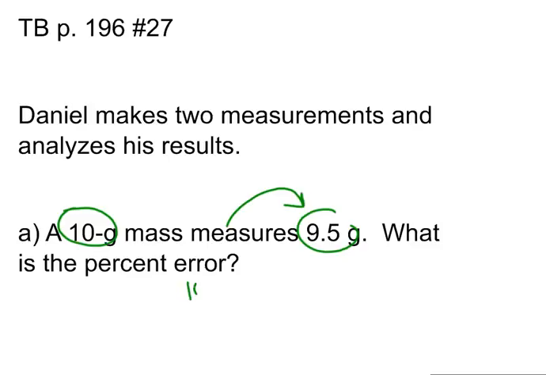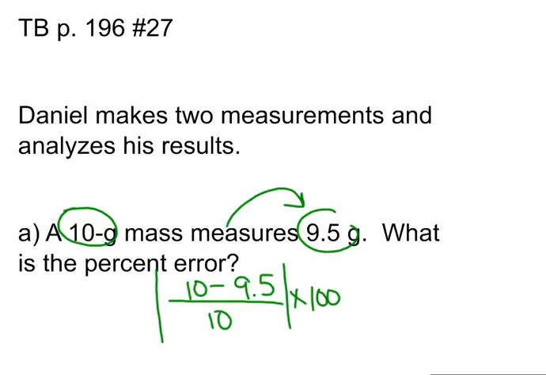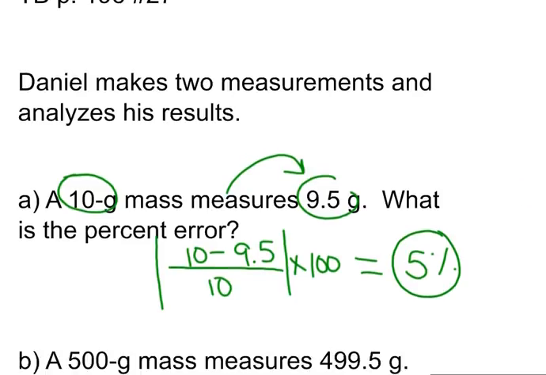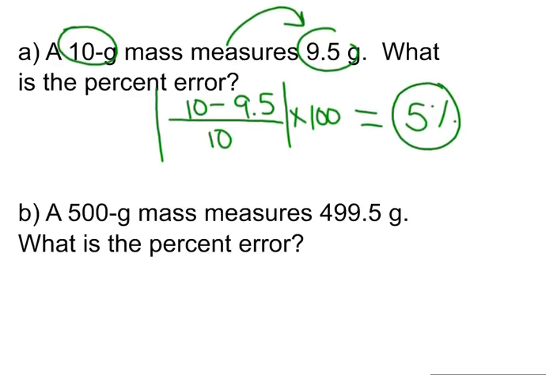So we have the actual minus what's measured divided by the actual, the absolute value of the whole thing, times 100. And when we do that, we get 5%. So the percent error is 5%. That's only one part of the problem. Let's see what they want next. A 500-gram mass measures 499.5. What is the percent error of this one?